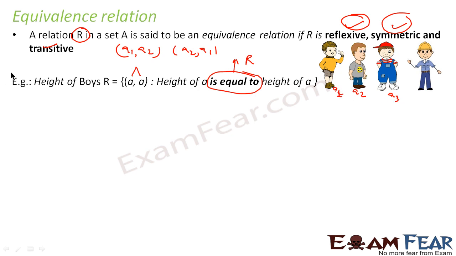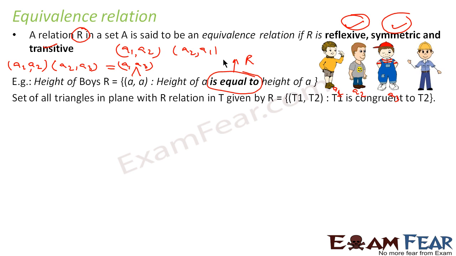Right, here height of A1 is equal to A2, so (A1, A2) is part of set. Height of A2 is equal to height of A3, so (A2, A3) is part of set. This also implies (A1, A3) is part of set, and they are actually part of set. So this is an example of equivalence relation. Why? Because this relation, height of A is equal to height of A, is reflexive, symmetric and transitive. It has all the three properties.